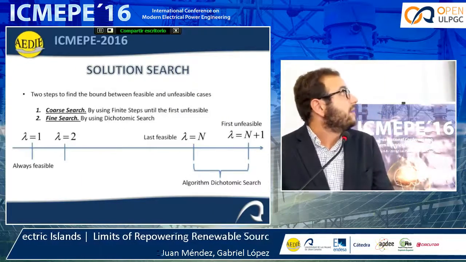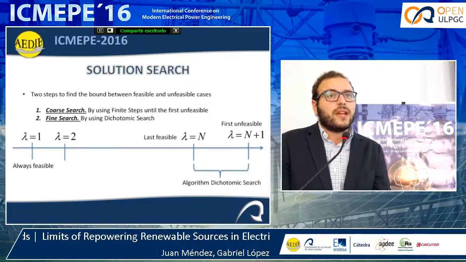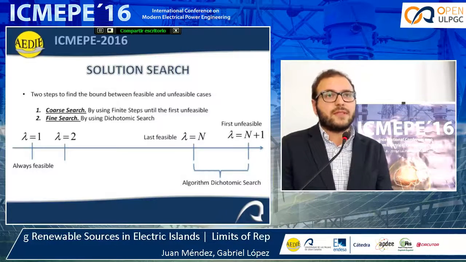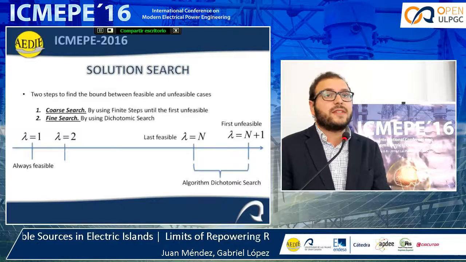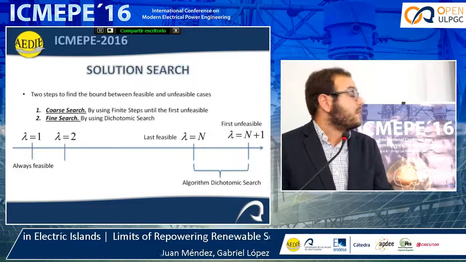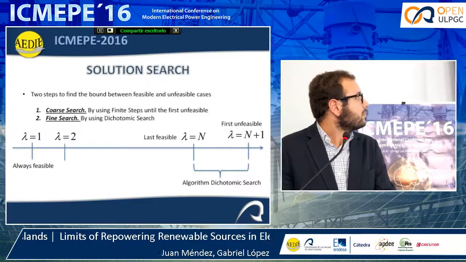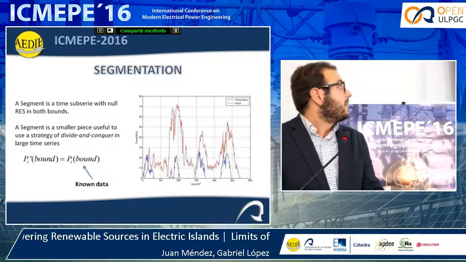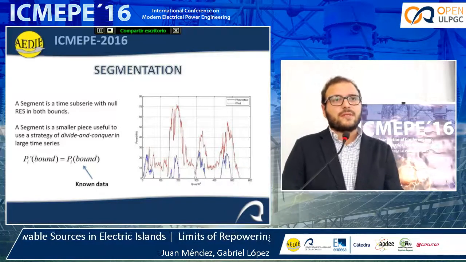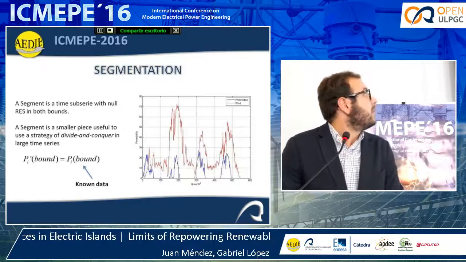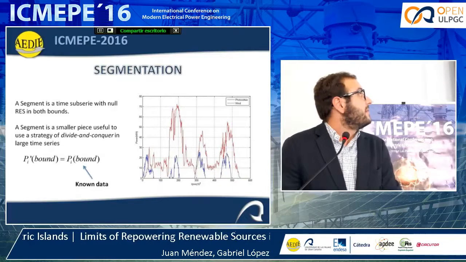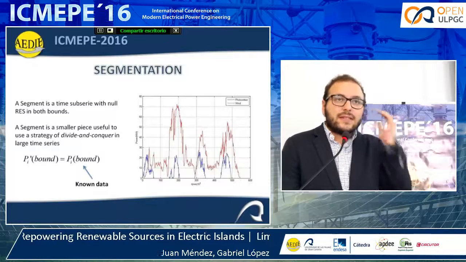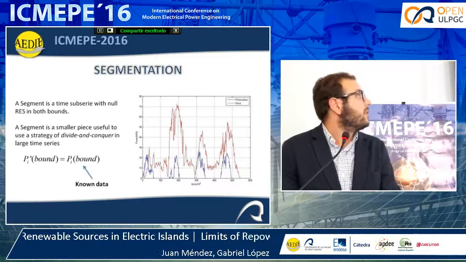For the purpose of finding the gamma values, we have used two main strategies. The first one is a coarse search, trying to find the feasible and unfeasible limit values. And the second one is a more specific search using a dichotomic search algorithm. During the research, we found a big problem. This problem was the high dimension of the equation systems related to the fossil sources constraints. We have proposed as a solution the segmentation of the whole time series into small periods called segments. Every segment begins and ends with a null power of the renewable energy.